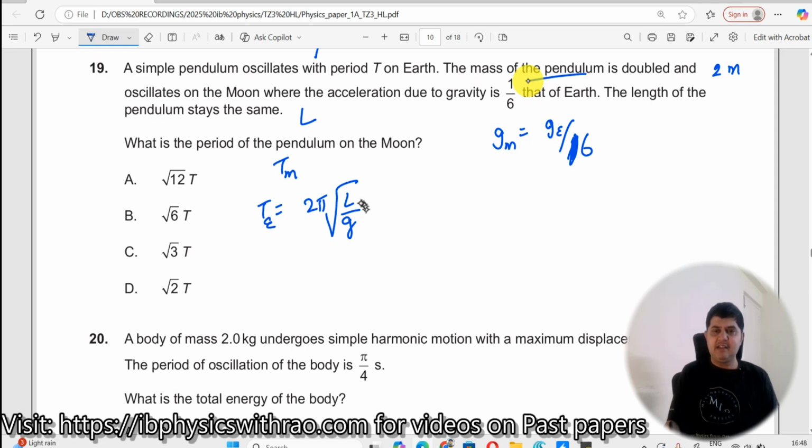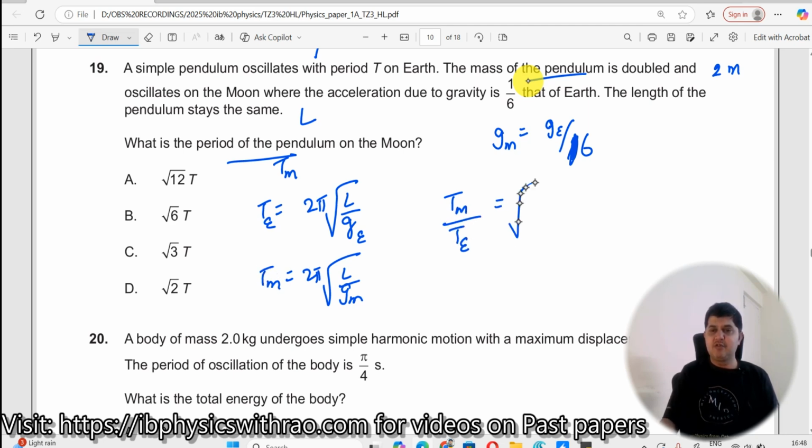When I say for Earth, L is not changing, 2 pi is not changing, only g is changing. So I can write g_E here. And T on the moon should now be 2 pi times root of L by g_moon. Now what do I need? The time period of the pendulum on the moon. So I will take T_m divided by T_e, and take this as the subject.